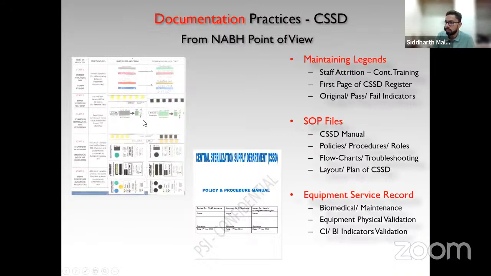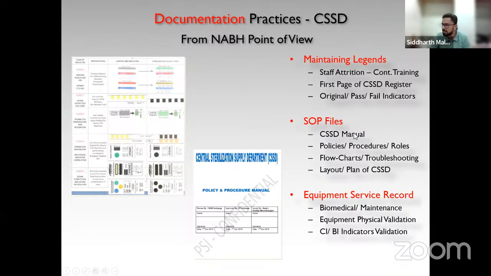So if you are using the indicators, ensure that inside your CSSD, you have a legend of indicators. That means what is the original color of the indicator and what is the color of the indicator once it passes or once it sterilizes. This kind of a legend should be placed inside your CSSD itself, so that when any assessor comes in, it is easier to pinpoint whatever indicators you are using.